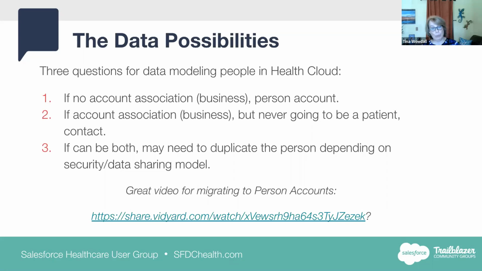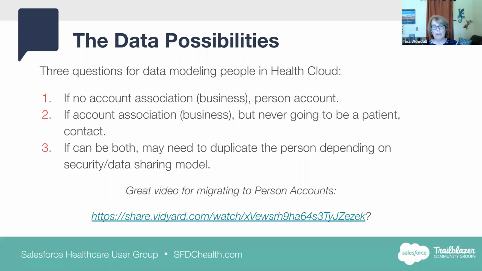If they can be both, you may need to duplicate the person depending on your security and data sharing model. I'll give an example of that in a second. If you're in an org that's being moved to Health Cloud and you need to go to person accounts, this video link is a great explanation of how to do that. It's from 18 months ago. It's done with Silverline by Shane, but he's no longer with Silverline, though he's a great consultant. He did this with Salesforce. So that's a good video to reference on migrating to person accounts.